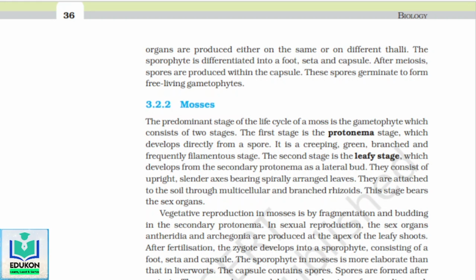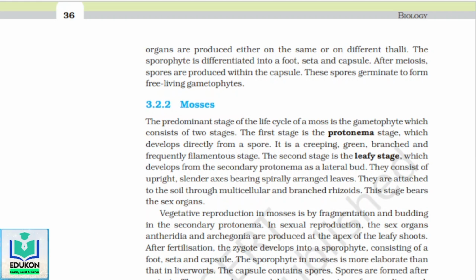The sporophyte is differentiated into foot, seta, and capsule. Earlier I showed you the structure of the plant and the parts associated with it. After meiosis, spores are produced within the capsule. This is important. These spores germinate to form free living gametophytes.